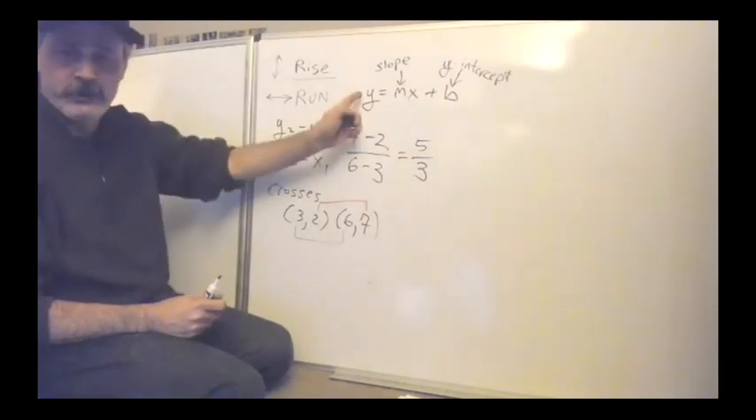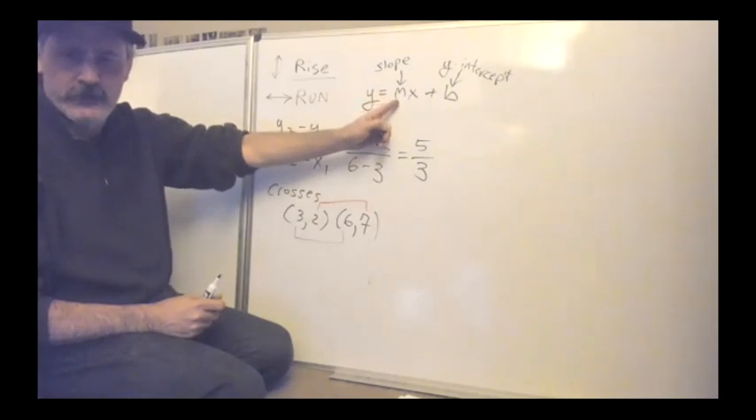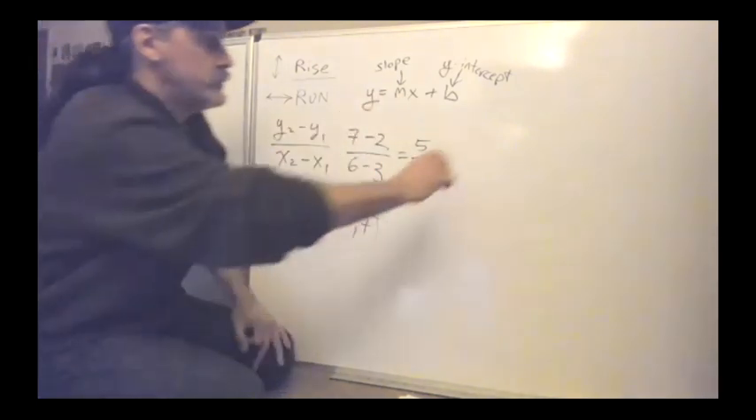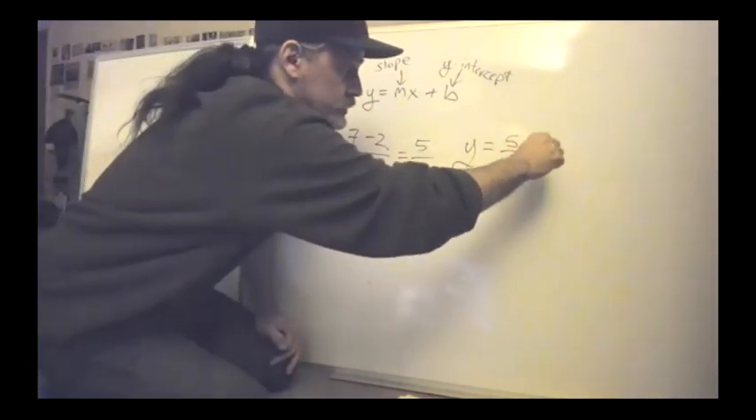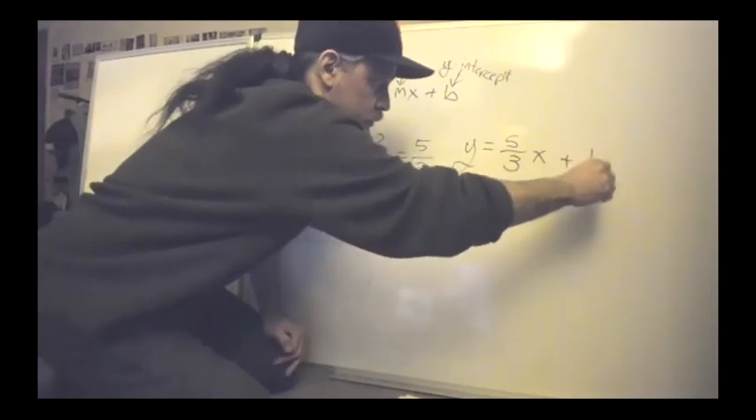Okay, now we can replace the value for the slope, the letter M, in the slope-intercept form. So we know this is going to be 5/3 times X, but we just don't know this other number.